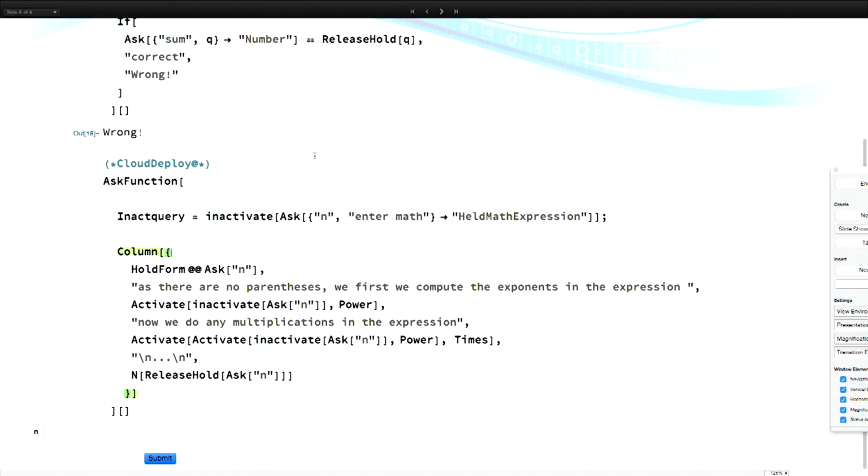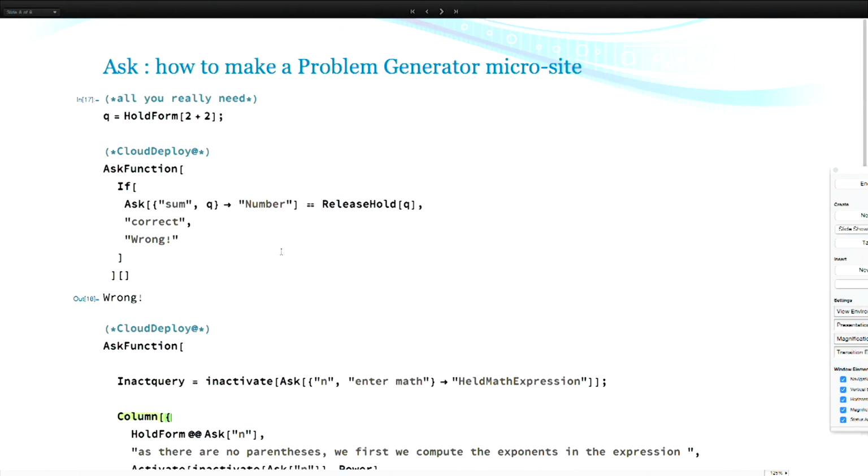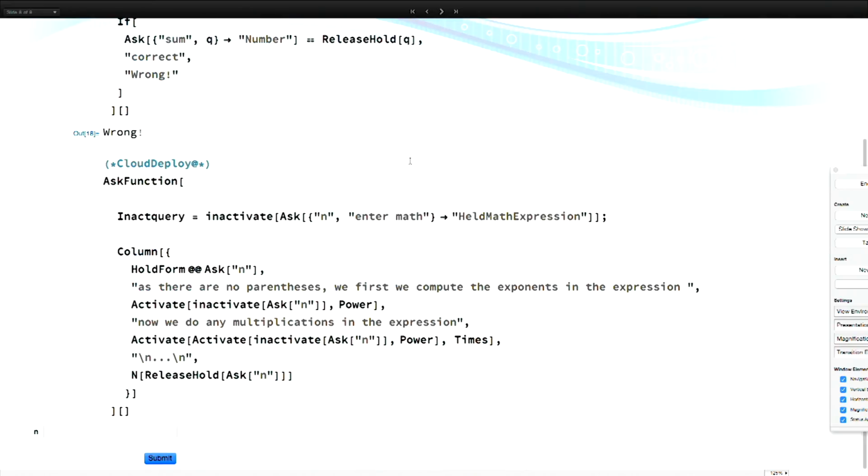So we can actually package the previous slide up into a little microsite. I'd have to add CloudDeploy here, but I'm not going to because of the web problem. But you could easily just deploy this. So what this one does is say, enter some math. I have to say that this is expecting a held math expression. And then what it does is display your answer. This is now the answer. Whenever you refer back to Ask, if you've answered that question, it just replaces it with the value. That's the magic of Ask inside the AskFunction.